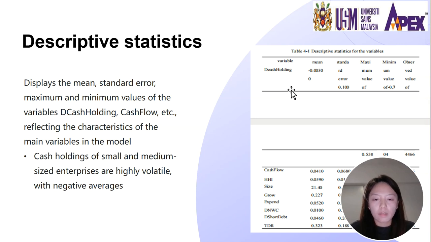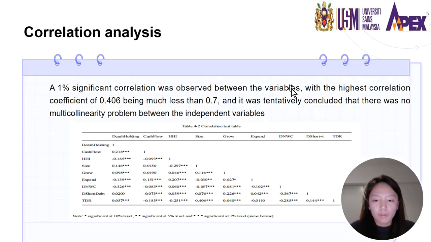First, we use descriptive statistics, which show the mean, standard error, maximum, and minimum values of the variables cash holding and cash flow, reflecting the characteristics of the main variables in the model. And we find that SMEs' cash holdings are highly volatile, with a mean of negative.